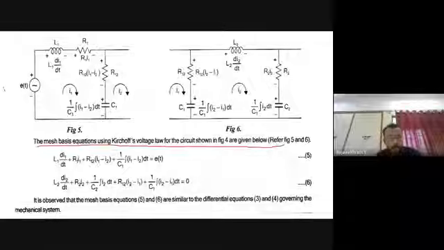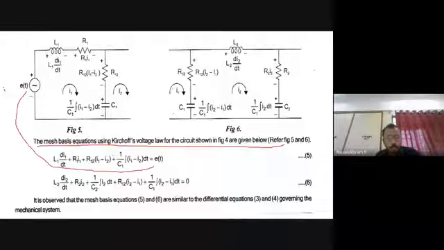So first, for equation 1, the input is E of t. This input E of t is split up as follows. The first term is L1 into di1 by dt, and the voltage drop across the resistor, given by the current flowing through it, is I1 into R1.